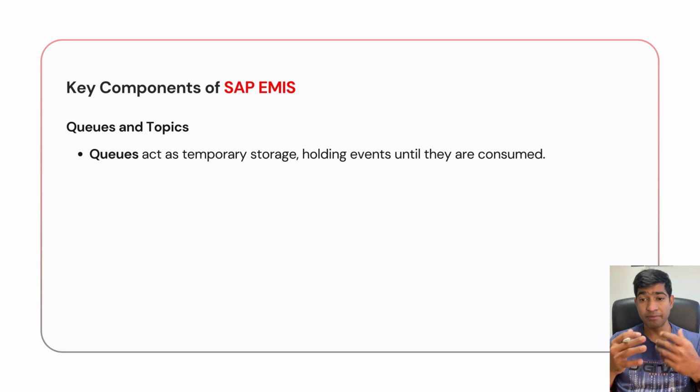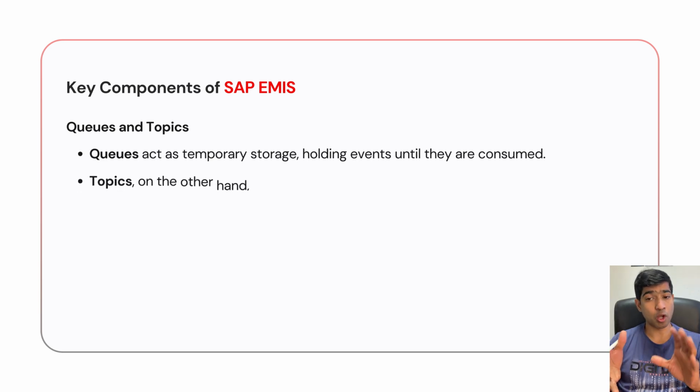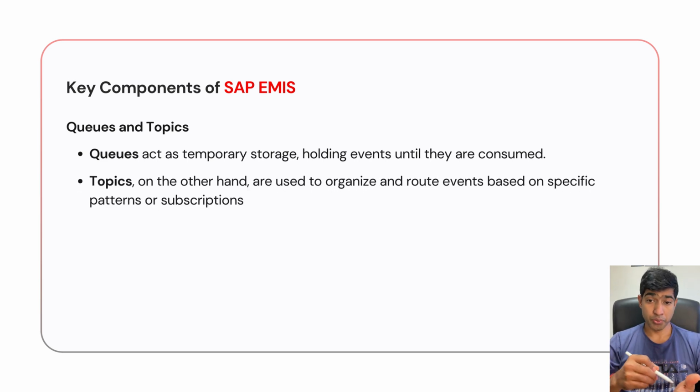Then we have topics. Topics, on the other hand, are used to organize and route events based on specific patterns or subscriptions. So we covered producers, consumers, queues, and topics.